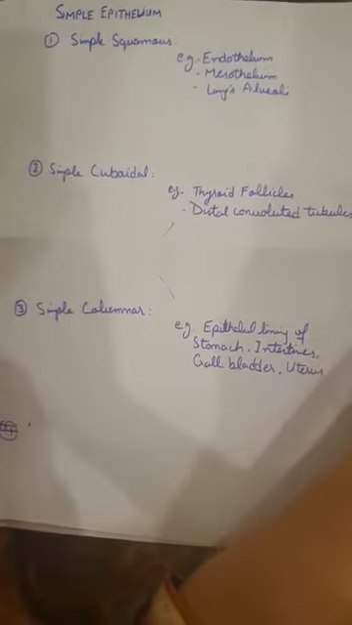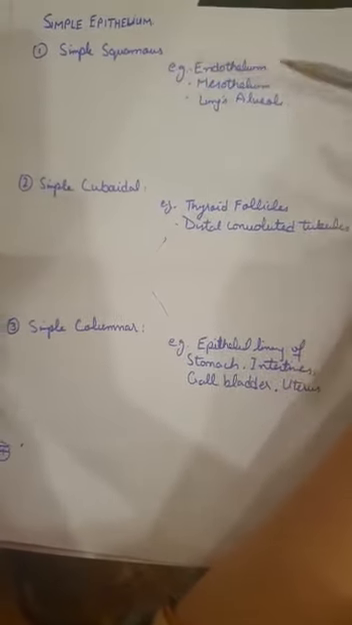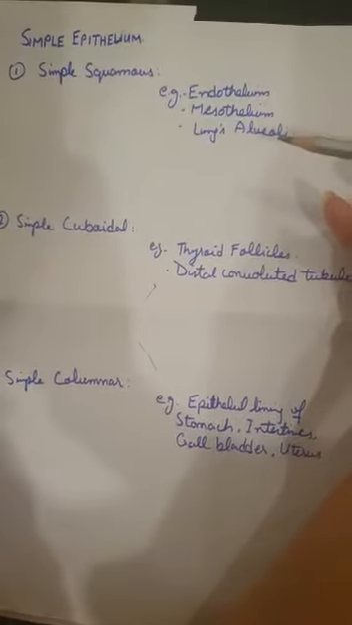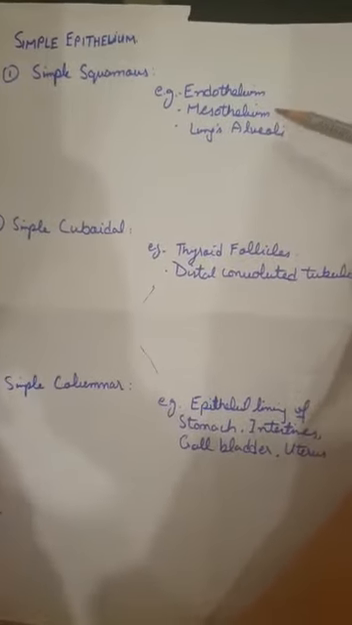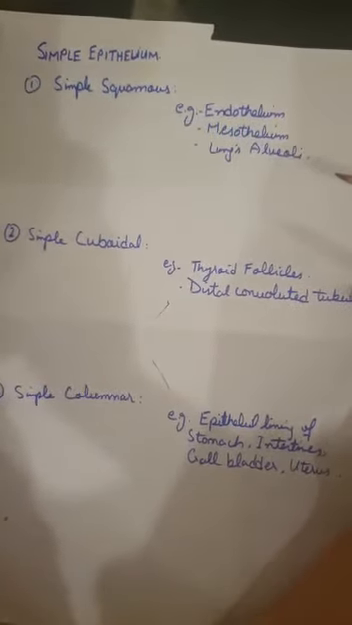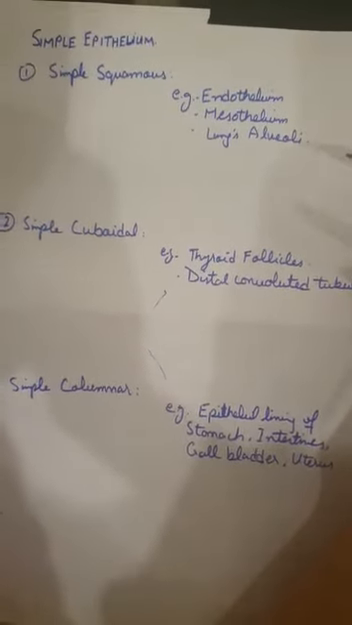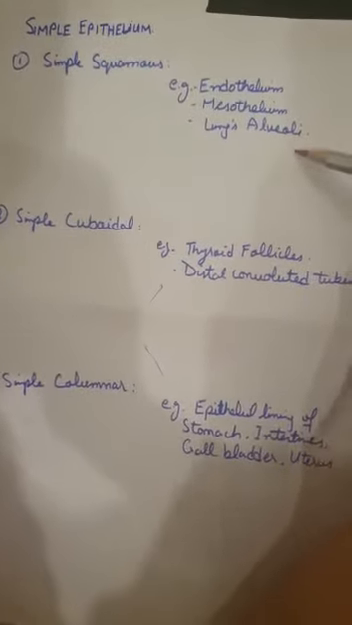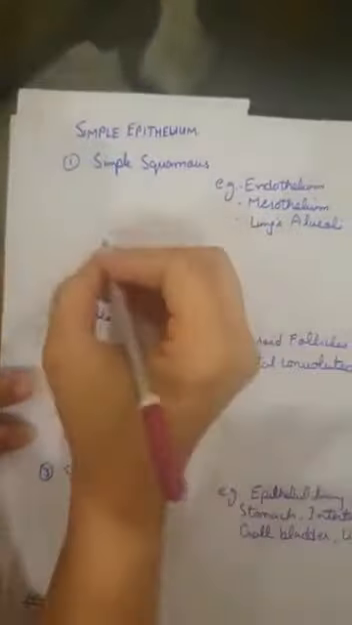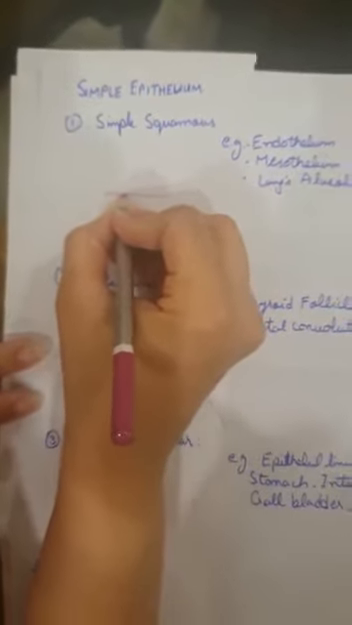histologically. Coming to the first epithelium, the simple squamous epithelium, where does it lie? It lies in the endothelium and the mesothelium. Mesothelium is what lies surrounding the intestines and GIT, and the lung alveoli. Now, how do we draw it? In simple squamous epithelium, there is a single basement membrane, and flattened cells that lie on the basement membrane.